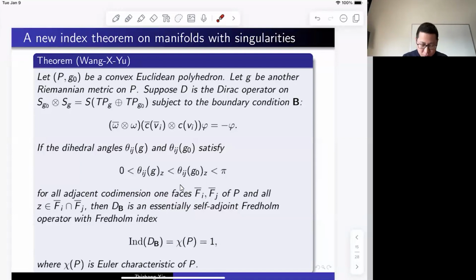So now let's be precise. What index theorem are we proving here? Again, it's a similar setup. Let's take a Euclidean convex polyhedron P with the Euclidean metric G0. Now suppose G is another Riemannian metric on P. Now suppose D is the Dirac operator on the spinor bundle. The spinor bundle here is built from the tangent bundle of P with respect to the metric G, and the tangent bundle, it's a direct sum of these two bundles.